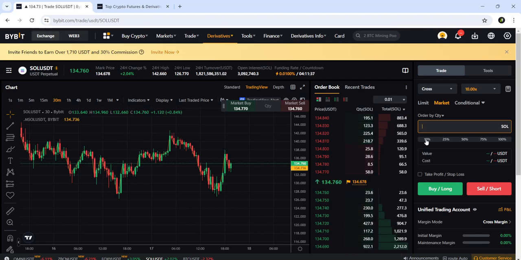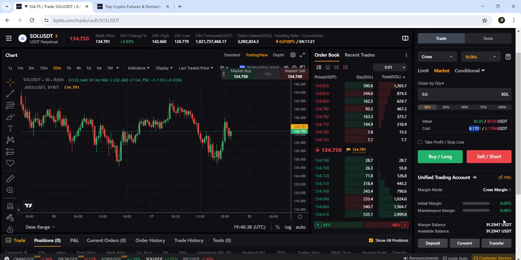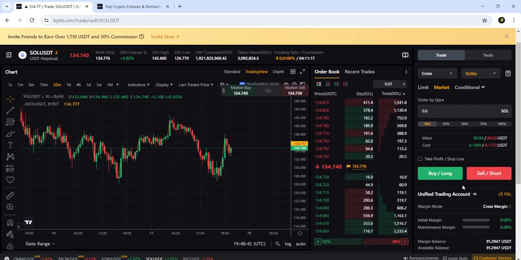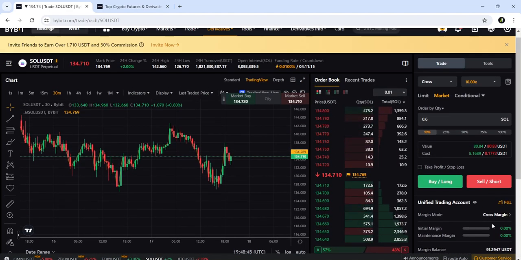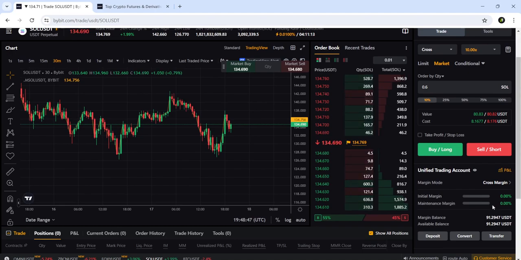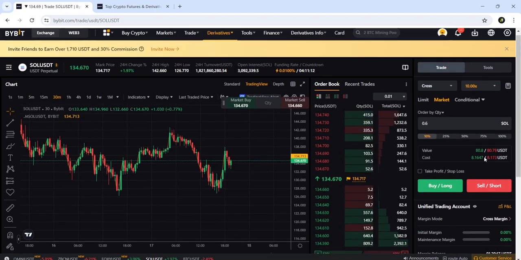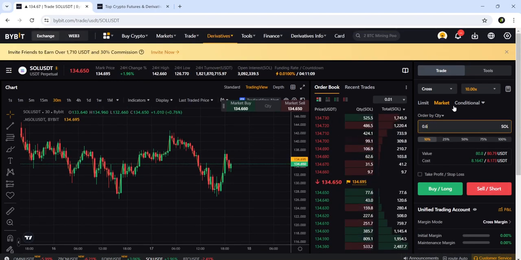We advise you to use max 1% of your wallet. So this is not good. So you need to use 1%. So if this is 0.6 and right now in this account there is 91 euros, so you need to use 0.90. Do you understand? Okay.